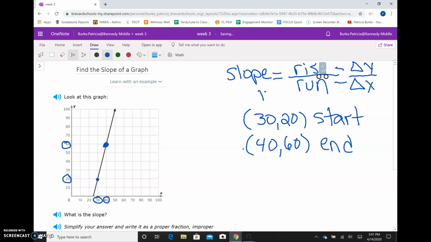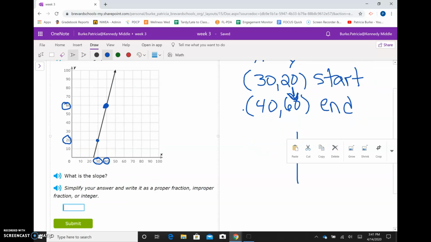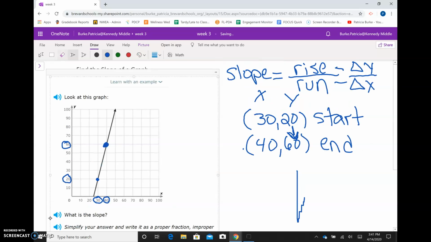So if these are my x's and these are my y's, if we start at 20 and we end up at 60, what was my change? What did I have to do to 20 to get to 60? Well, I had to add 40. Let's try that again. I had to add 40.